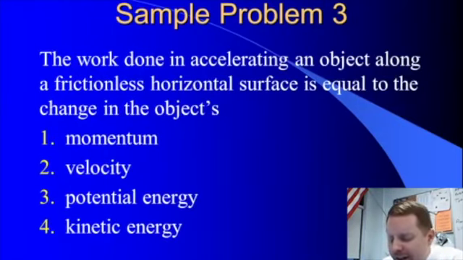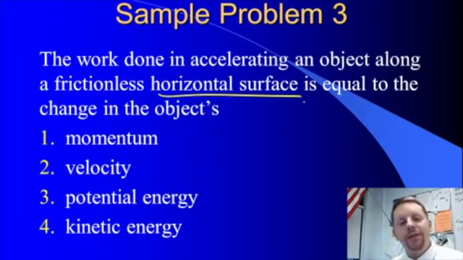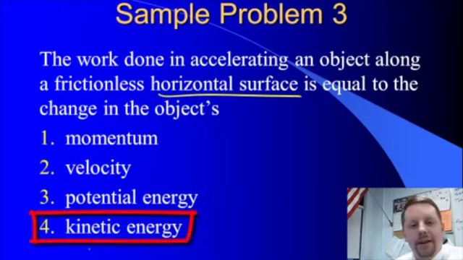The work done in accelerating an object along a frictionless horizontal surface is equal to the change in the object's what? Well, when you do work on an object, you give it energy. That's the work energy theorem. And if it's on a horizontal surface, what type of energy do you give it? You can't change its gravitational potential energy because you're only moving it horizontally. So you must be giving it kinetic energy.